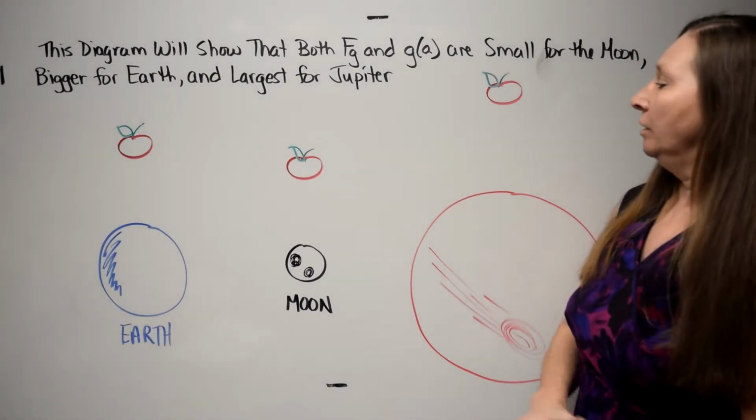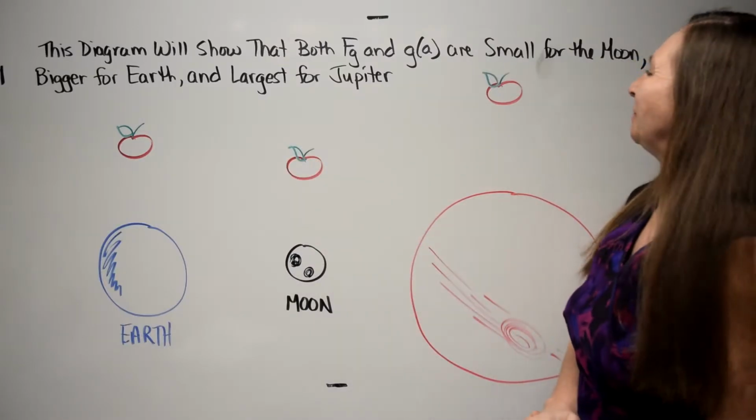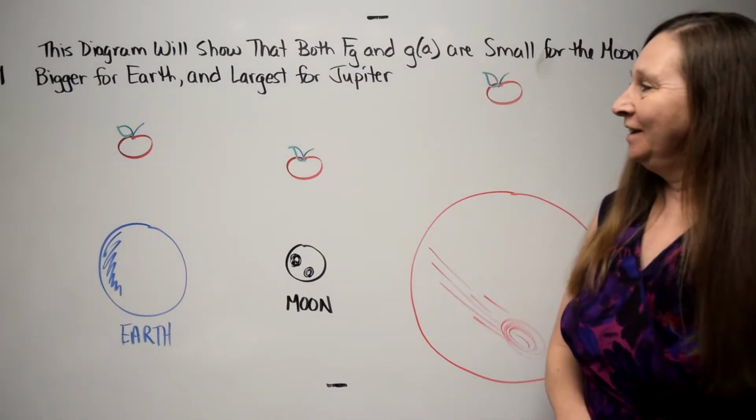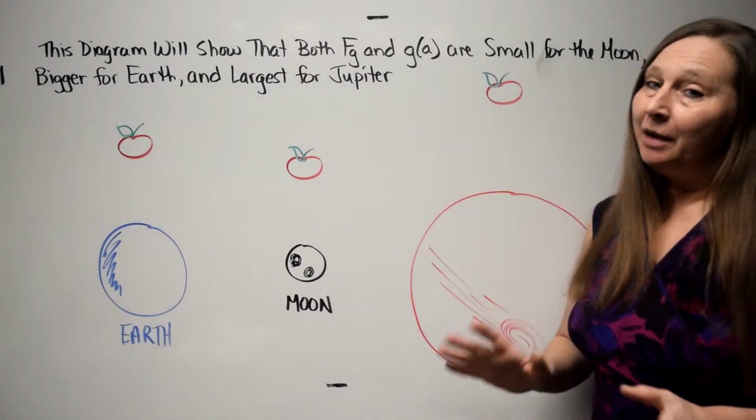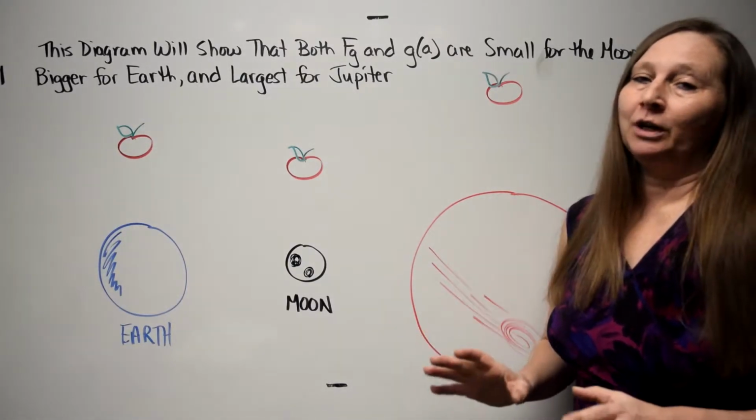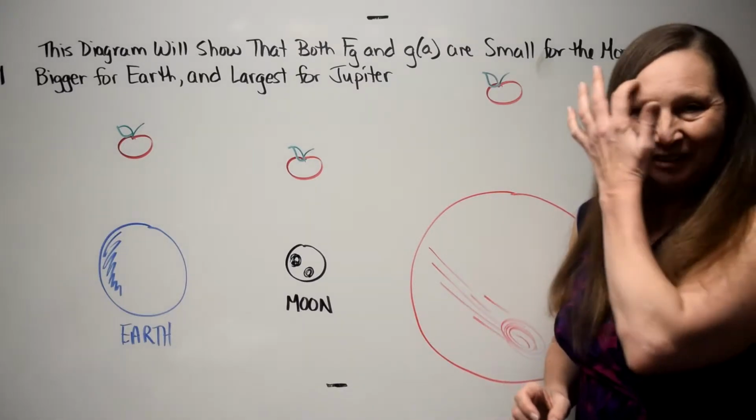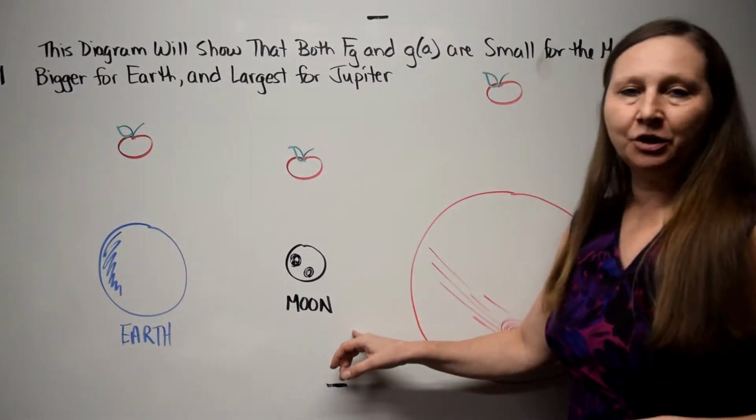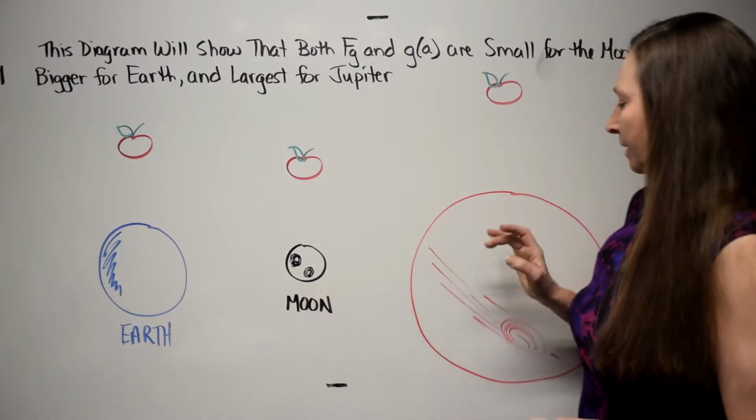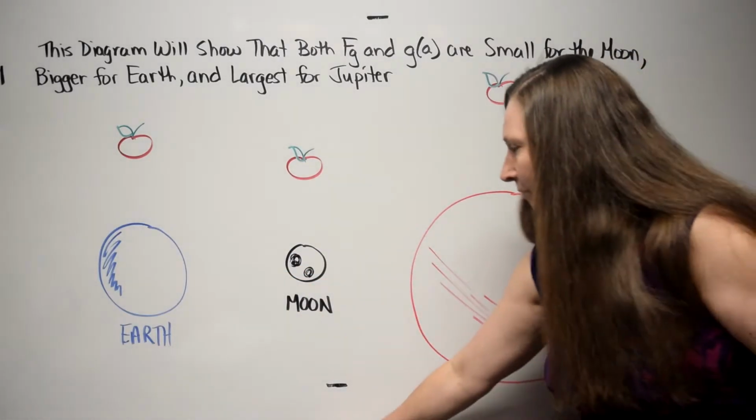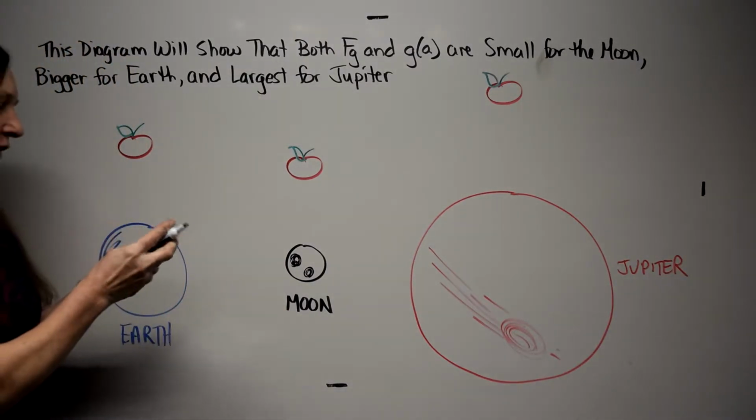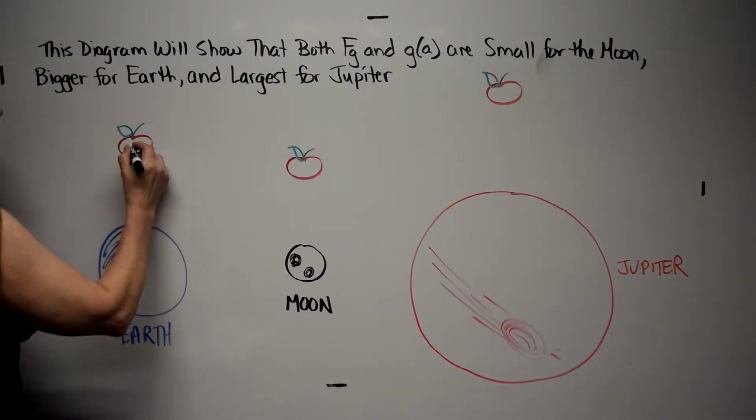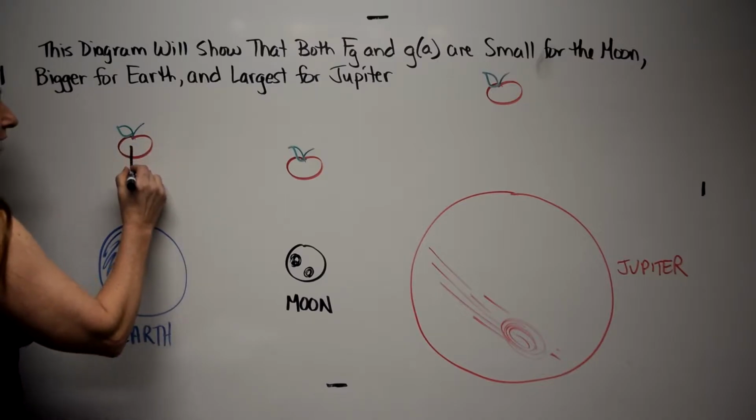to gravity that the apple experiences, are small for the Moon, bigger for Earth, and largest of all for Jupiter. Now keep in mind, these diagrams are absolutely not to scale. All we know is that the Moon has the smallest, Earth is in the middle, and Jupiter has the largest. Now, we know that the Earth exerts a downward pull on the apple. I'm going to put it slightly off center.